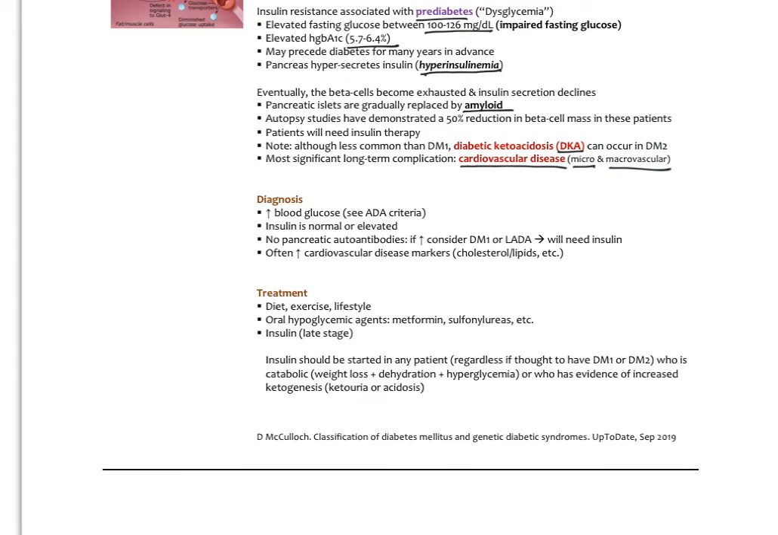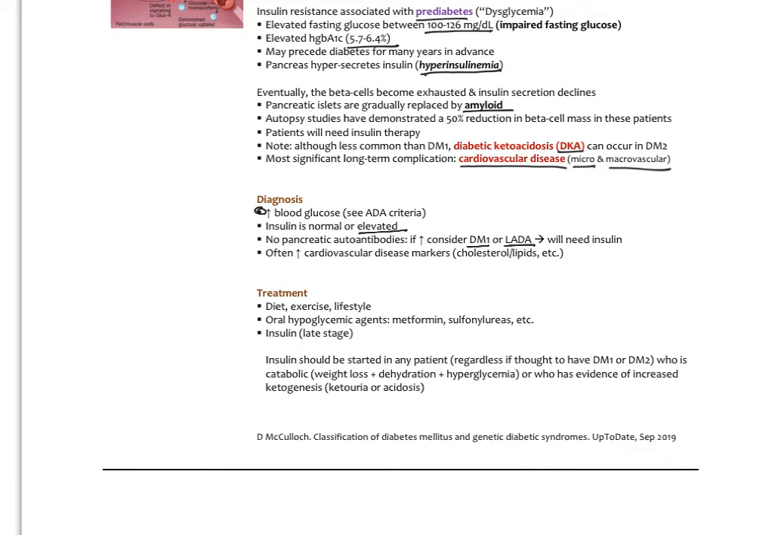The diagnosis criteria will have increased blood glucose according to the ADA criteria I gave previously. The insulin in this case is going to be either normal or elevated. Maybe in late stages it'll be depressed. There'll be no pancreatic autoantibodies. So if the antibodies are increased, then we have to consider either type 1 diabetes or what's called LADA, which I'll talk about here next. And those patients will often need insulin therapy.